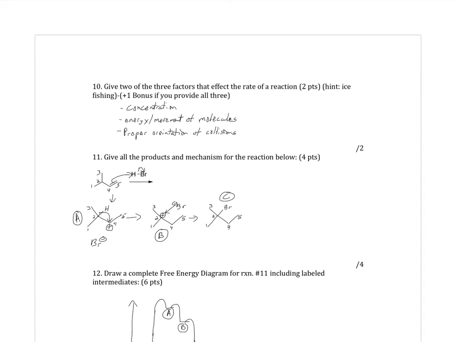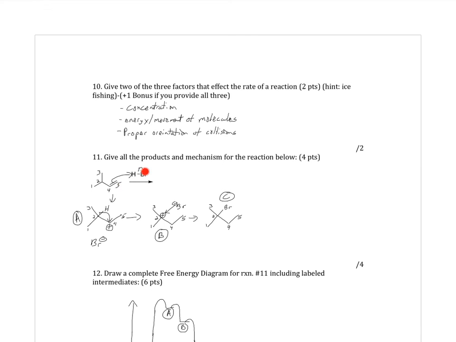Good one. Here about the 3 factors that affect the rate of reaction. Hint, ice fishing, of course. Concentration matters, the number of things. The energy, the movement of the molecules, and then the proper orientation of the collisions. So lots of fish moving fast, but also hitting our hooks in the correct orientation.